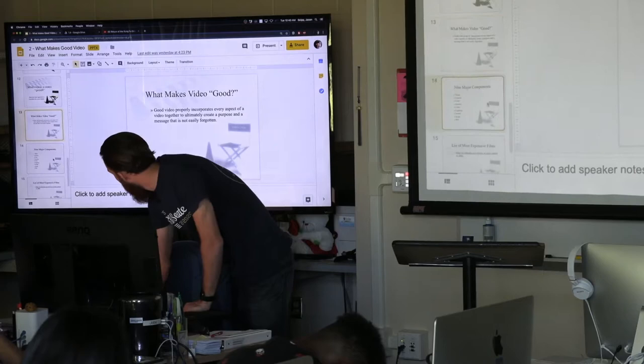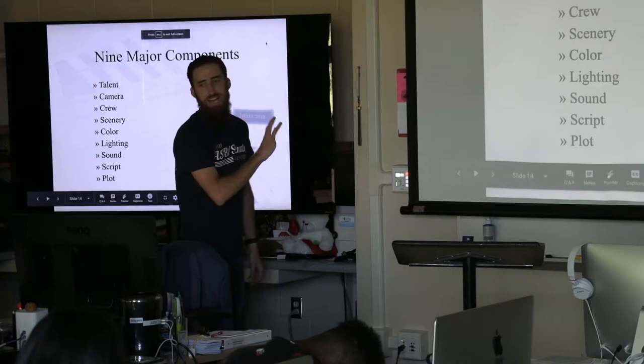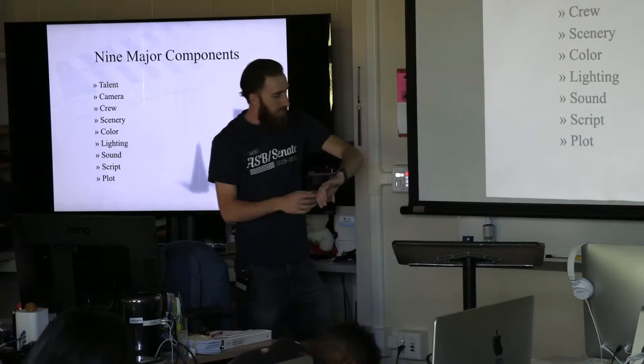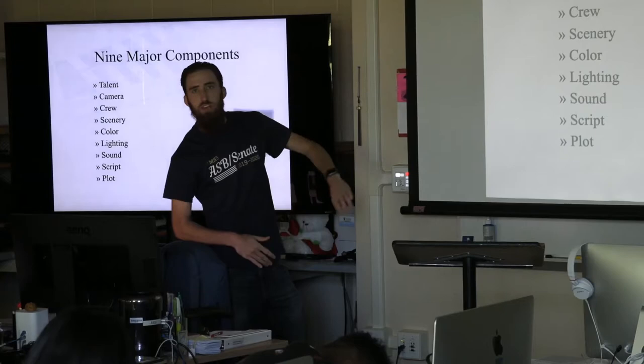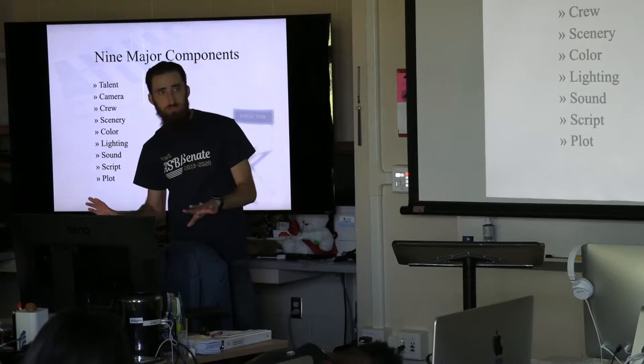So before we take a look at that, I want you guys to know we're looking at these 9 things. We're going to be looking at the talent, camera, crew, scenery, color, lighting, sound, script, and plot. Those 9 things are the things that we're going to be touching on and trying to decipher if this video that I'm about to show you is either good or bad. Now, I'm going to tell you right now, it is bad up front because, again, I don't think you can know what good is unless you see what bad is.